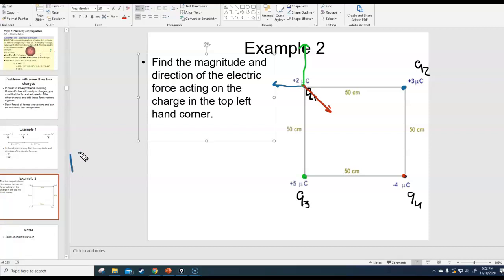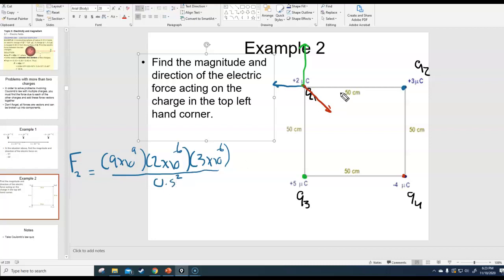I'm going to write all this out, and I'm going to start with the blue charge. I'm going to use Coulomb's law to find the electrical force between Q1 and Q2, and I'm just going to call that F2. Coulomb's law is k Q1 Q2 over r squared, so I have 9 times 10 to the 9 times Q1, which in this case is 2 microcoulomb, so 2 times 10 to the negative 6. Q2 is 3 microcoulomb, divided by the distance between them squared, which is 0.5 squared, because 50 centimeters converted to meters is 0.5.